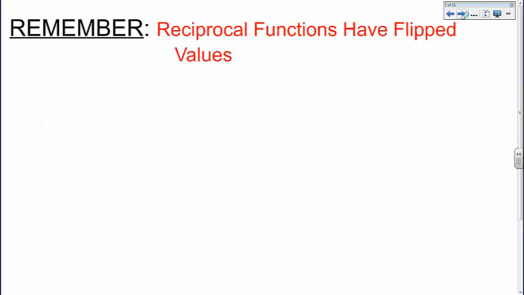So first, I'd like you to remember that reciprocal functions have flipped values. We saw a little bit of this the other day, but let's review. Remember that you have reciprocal functions cosecant, secant, and cotangent. They are the reciprocal values of sine, cosine, and tangent.